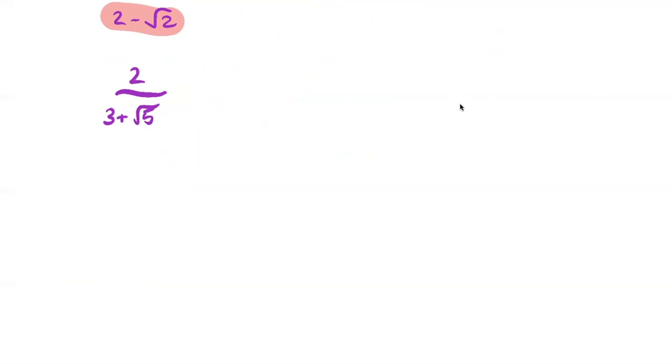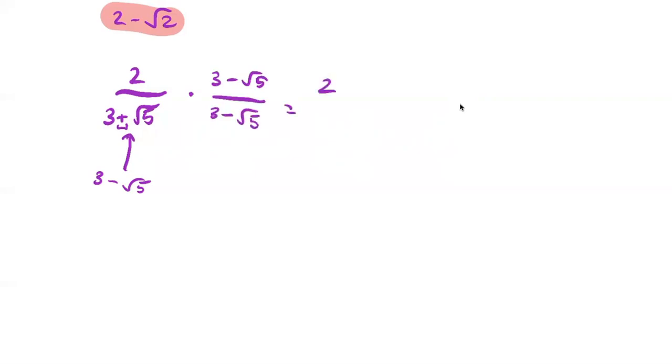Okay, so go ahead. If you want to pause and try this out by yourself, go ahead and try to rationalize this. Remember, we want to find the conjugate of this. So what's a conjugate of 3 plus root 5? The sign would be plus, so it's going to be 3 minus root 5. So let's multiply both the top and the bottom by 3 minus root 5.